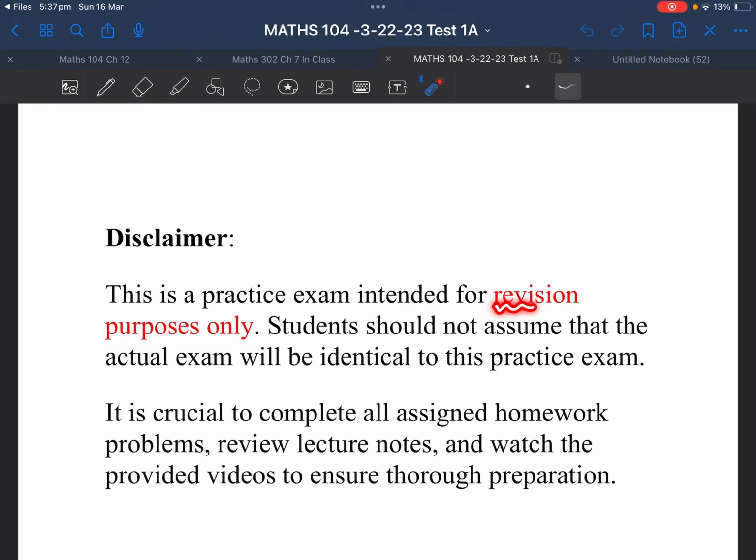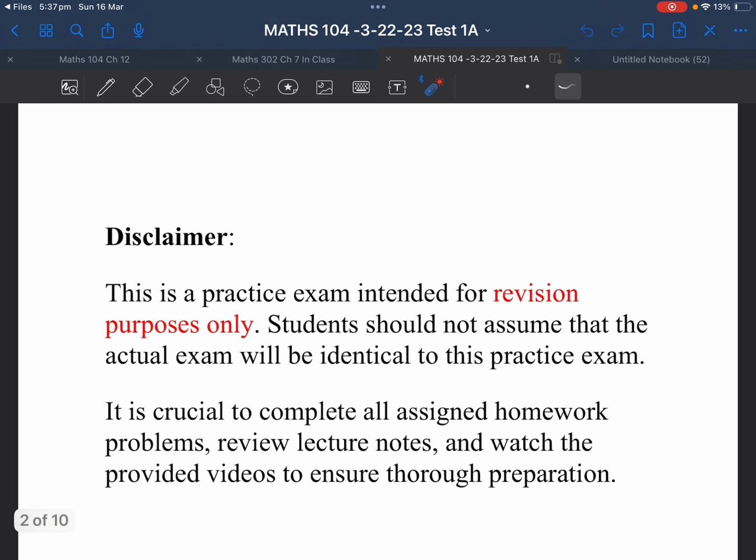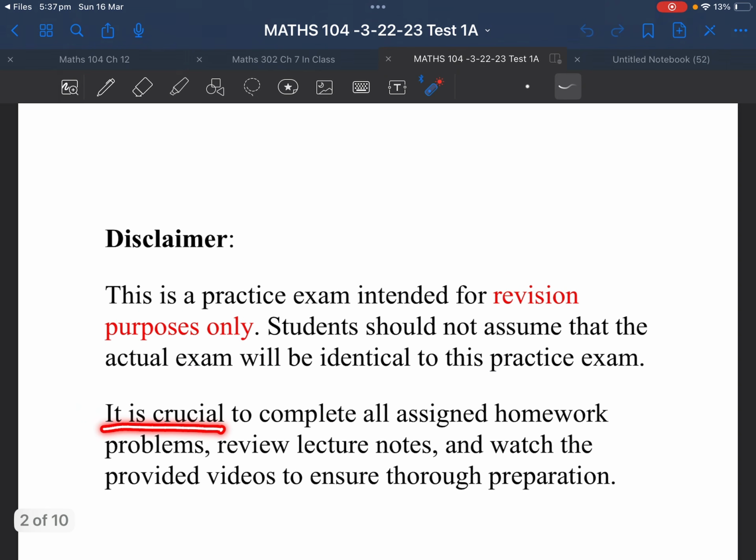It's just for you to revise, to test yourself, to practice more, keep yourself with a timer, be in the exam environment. You shouldn't assume the actual exam will be identical to this one. It's also crucial before you start viewing this review that you complete all the homework problems, look at the lecture notes, and watch the previous video to ensure a thorough preparation for the exam.